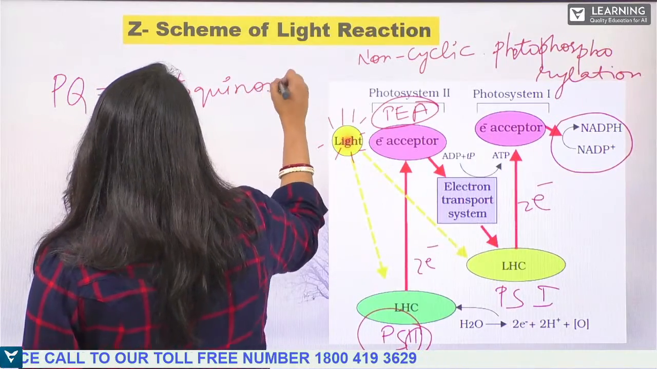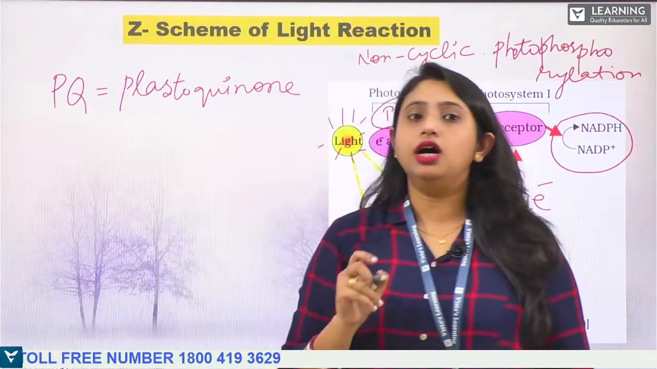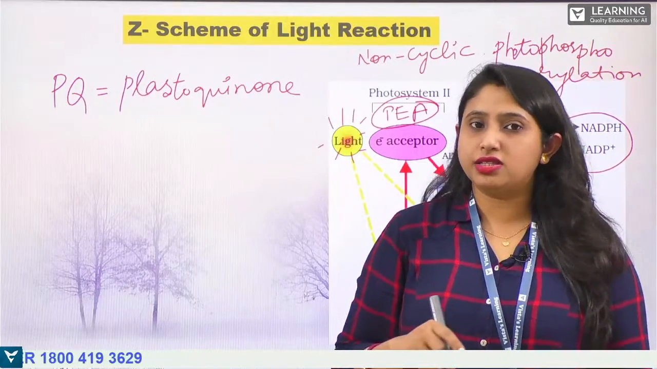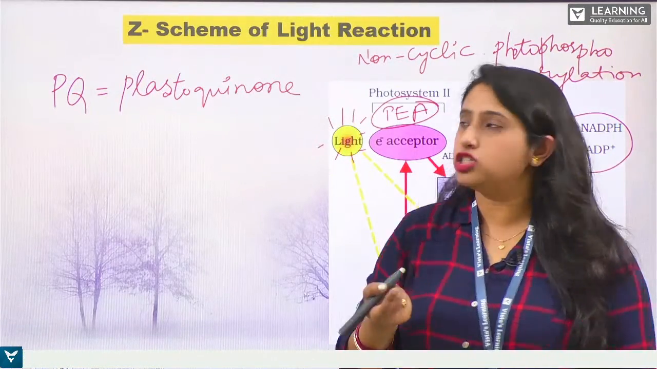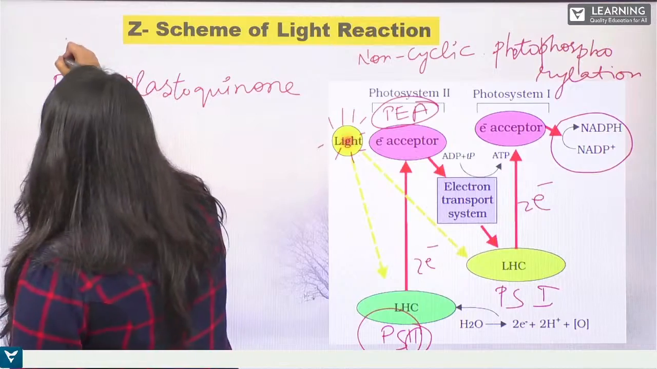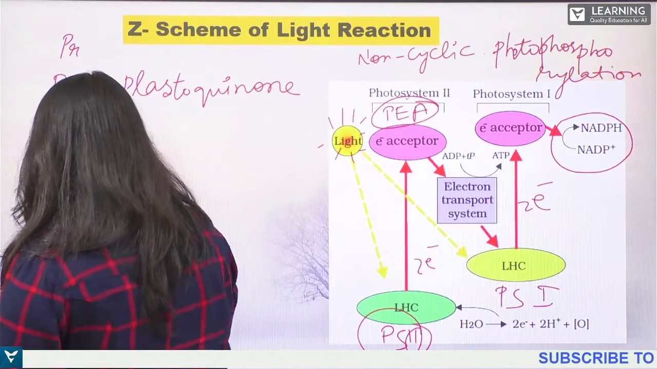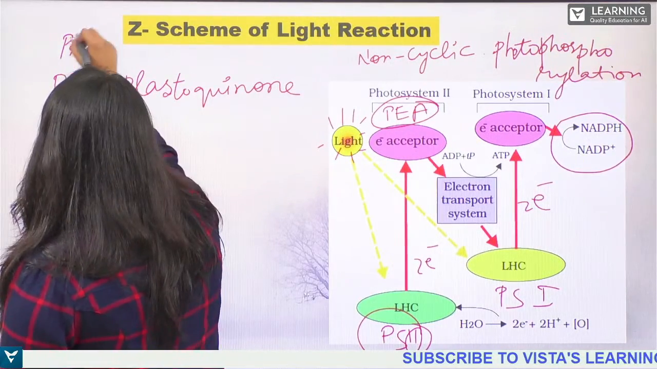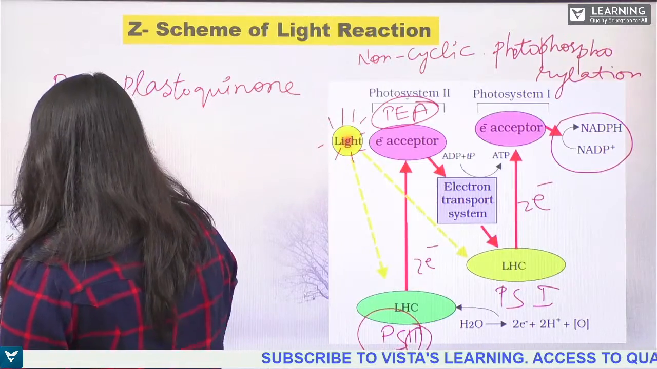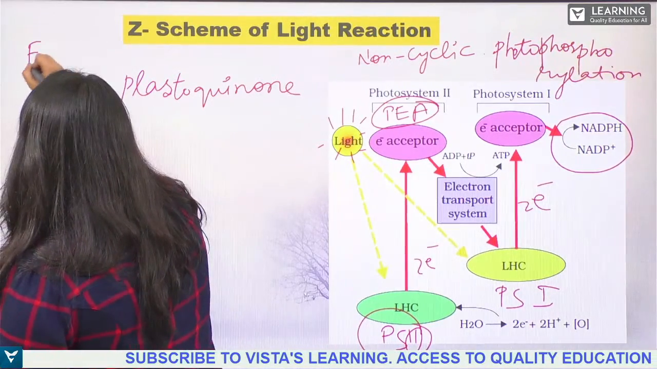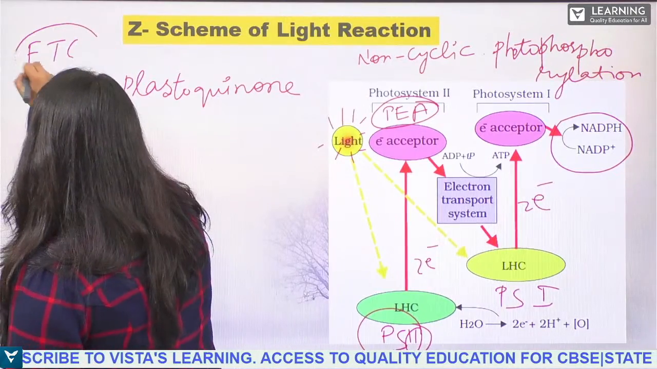Plastoquinone. These are the protein complexes through which the electrons will be transported. These are the electron transport chain, ETC, I'm writing.